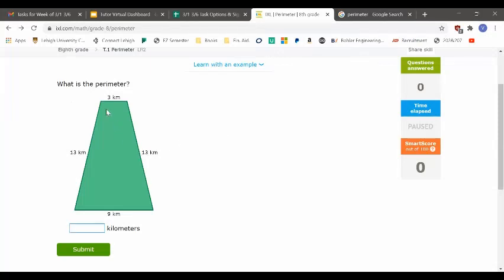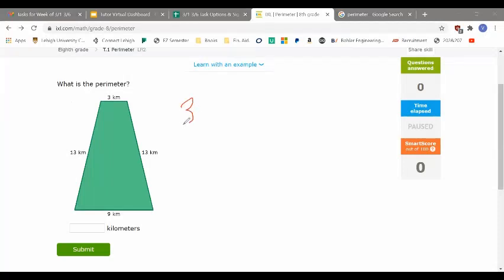In this example, this isn't a rectangle, it's a trapezoid. But like I said before, perimeter is really easy to find. All you have to do is add the length of the sides. So the perimeter of the trapezoid would be, all you have to do is just add the length of the sides.